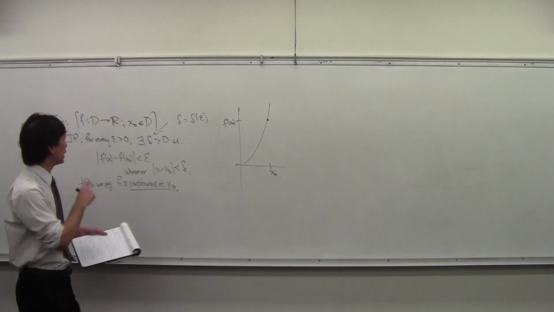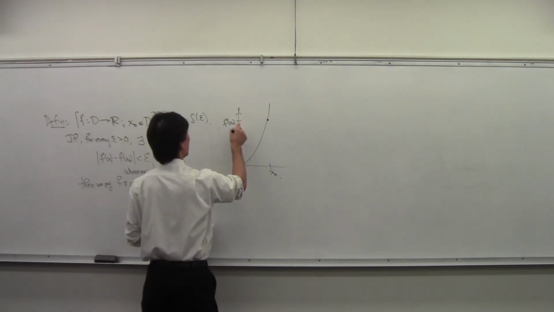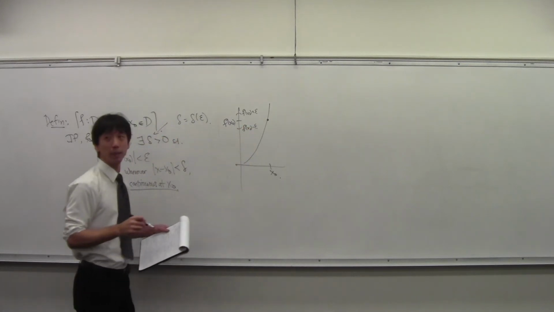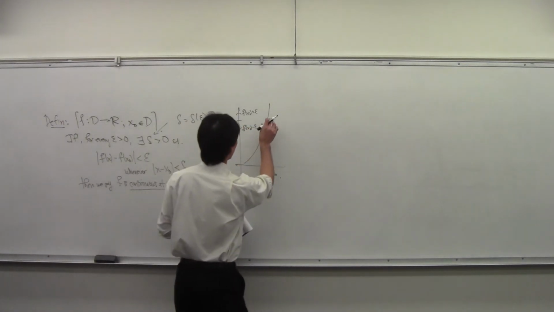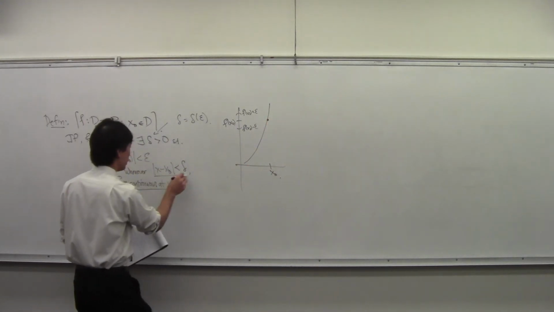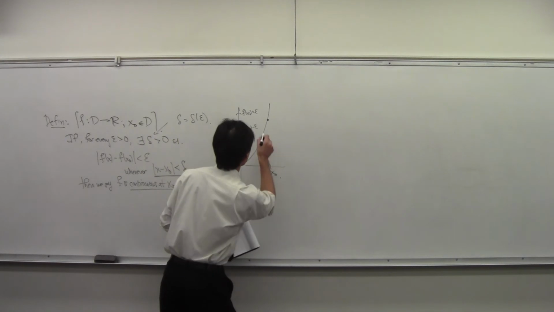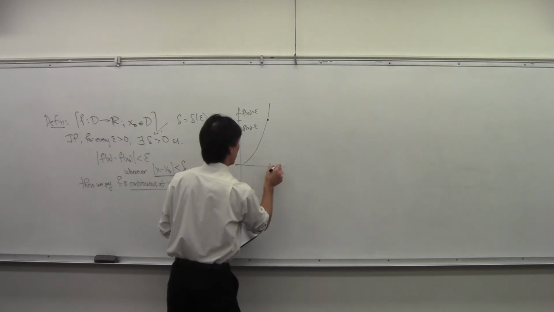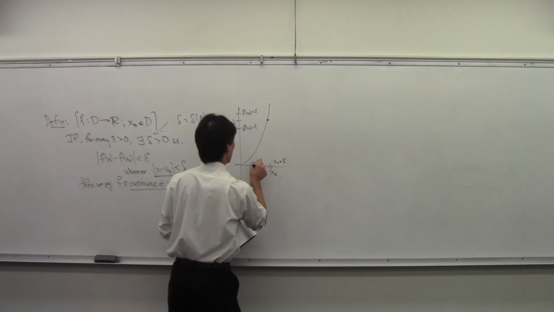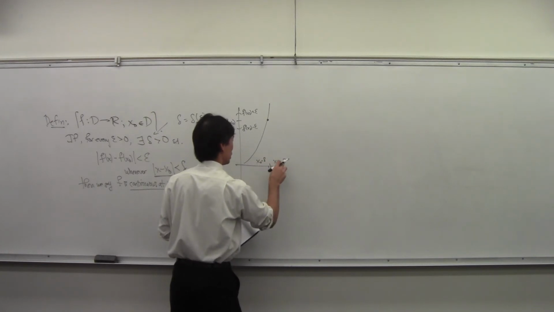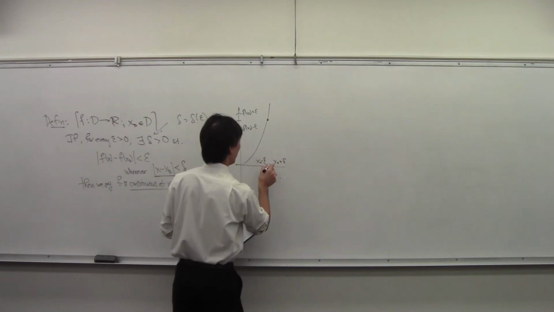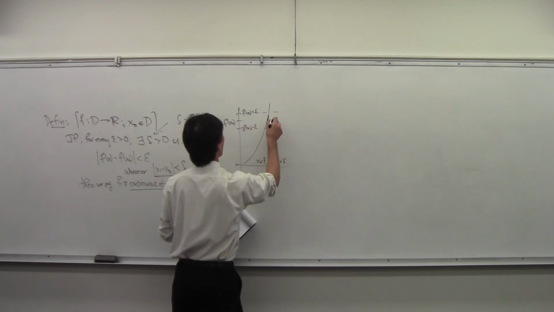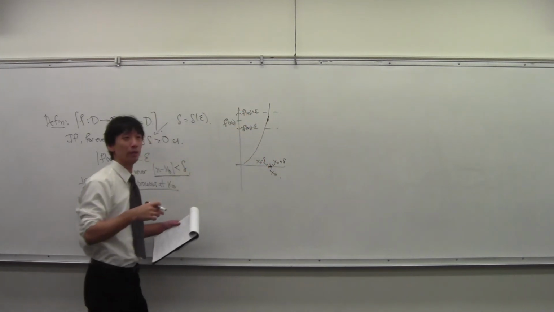And what we're saying is that given any epsilon, you can find a delta so that everybody within delta of x naught, in here, so this is x naught minus delta, x naught plus delta, everybody inside here has outputs that are in this epsilon neighborhood of f of x naught.